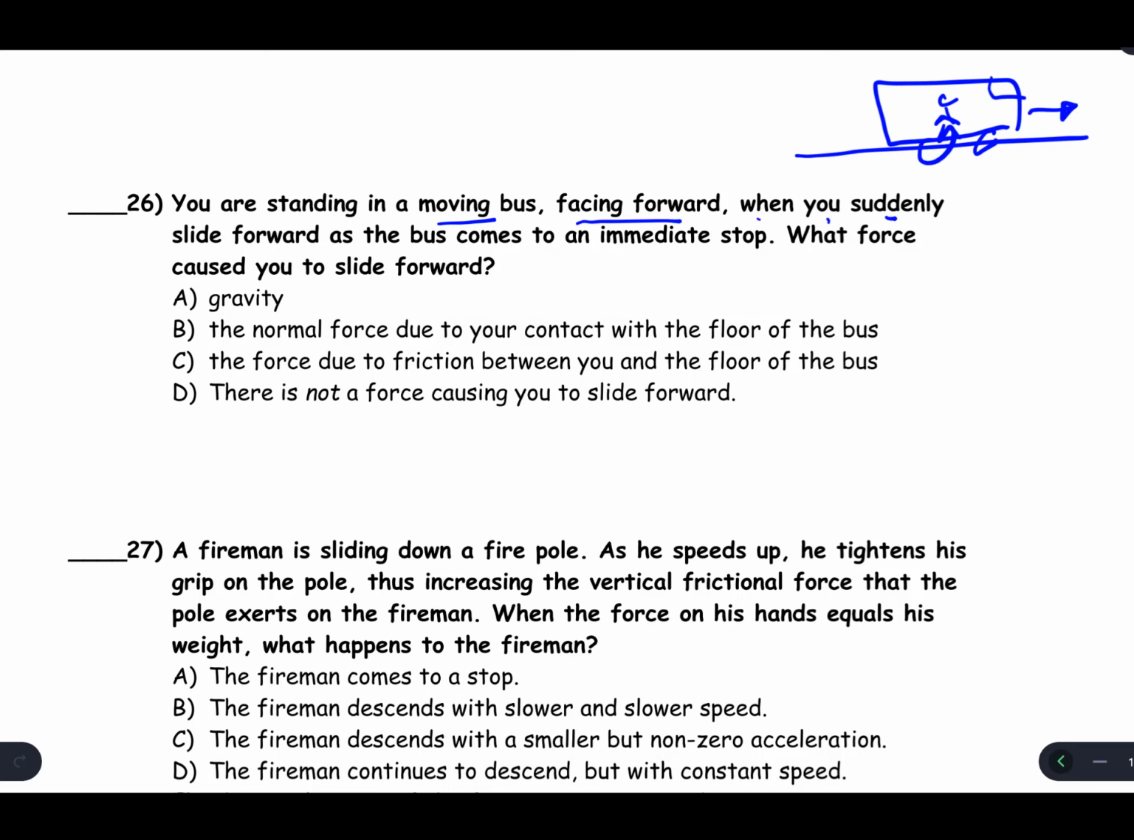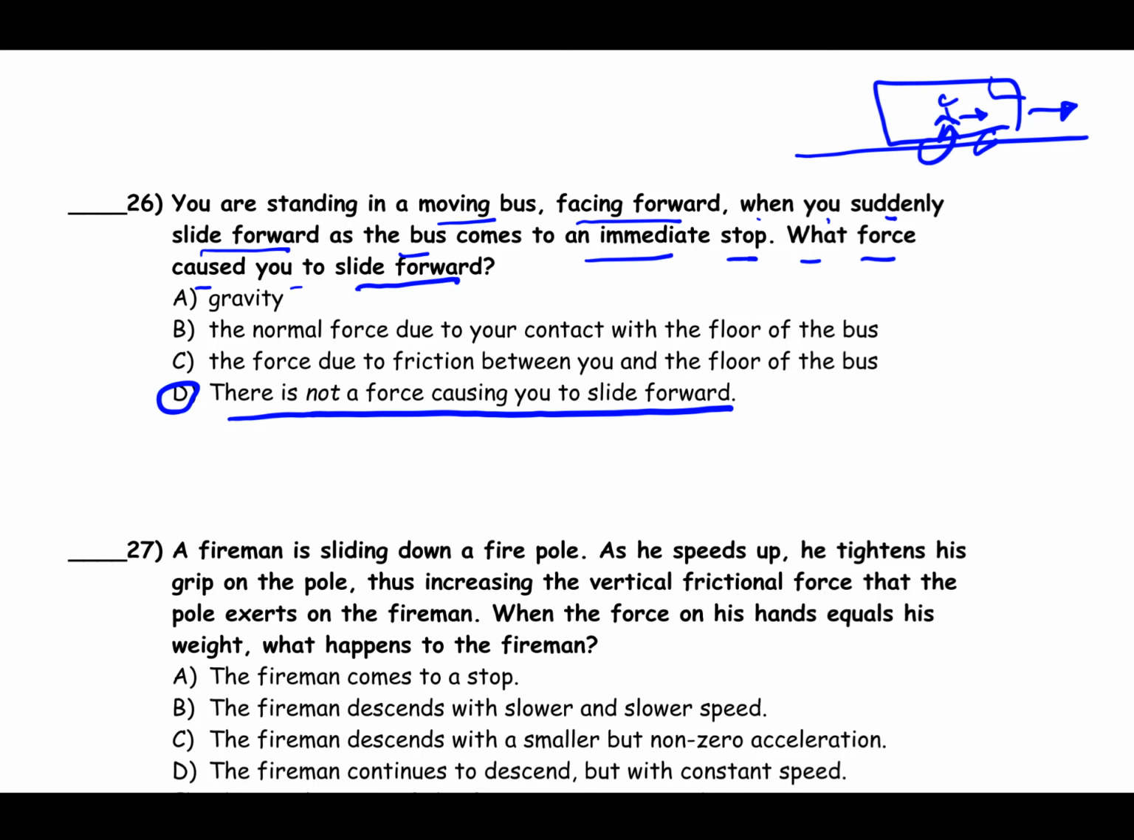When you suddenly slide forward as the bus comes to an immediate stop because of inertia, your body was in a state of motion and wants to continue moving. What force causes you to slide forward? There is no force, guys. This is because of inertia. There is not a force causing you to slide forward. That happened because of inertia.